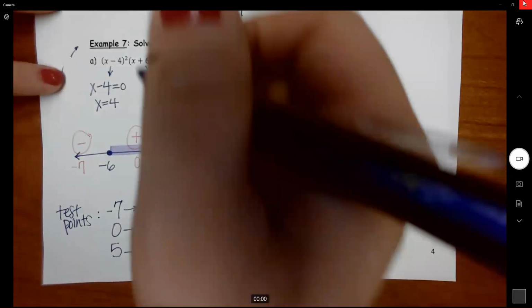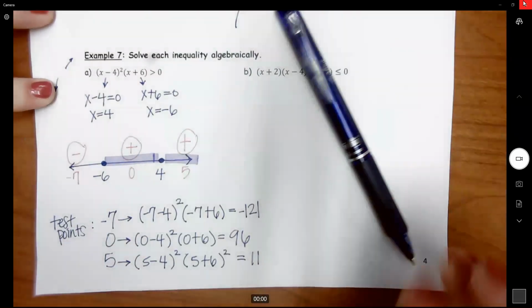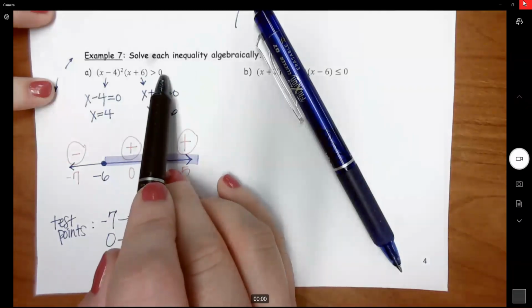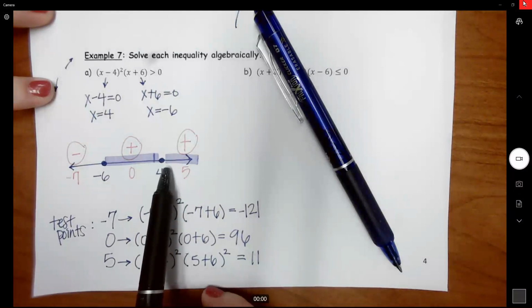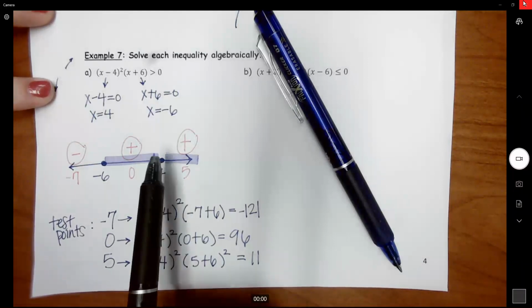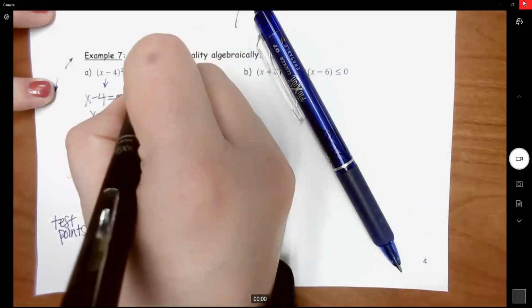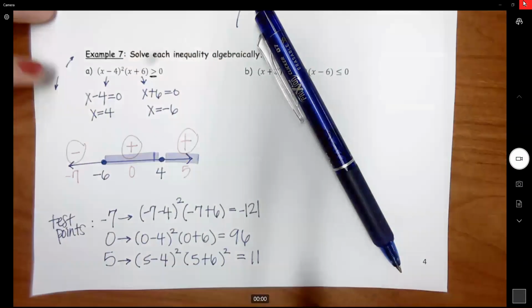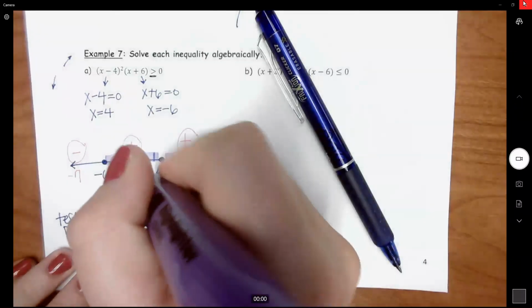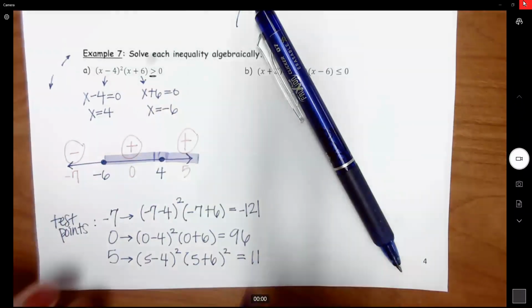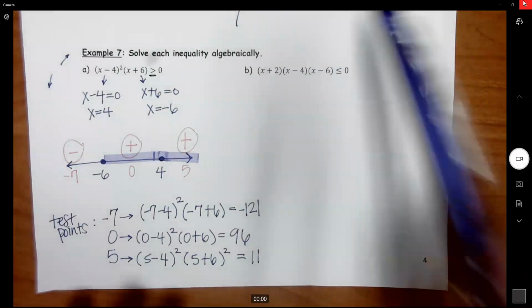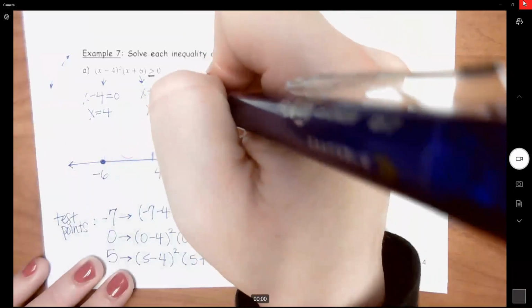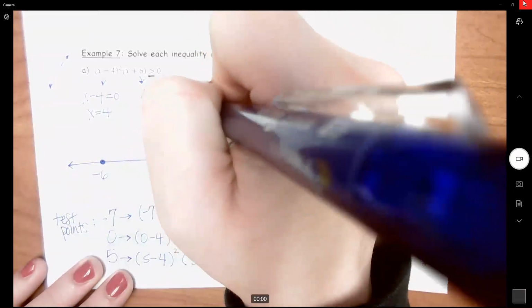Let's just change this problem. Because if this stays greater than 0, that means we'd have to do -6 to 4 with parentheses and then parentheses 4 to infinity. We'd have that break. Let's just change this to greater than or equal to 0. And now this 4 is included because we're going to include that equals 4 portion. Okay, so now my answer is -6 to infinity.